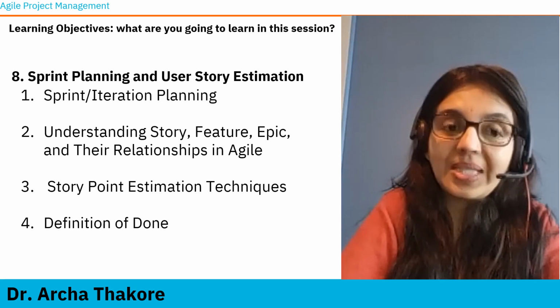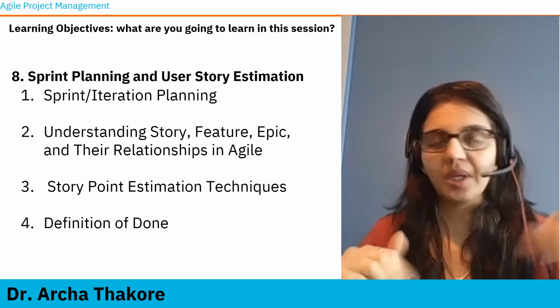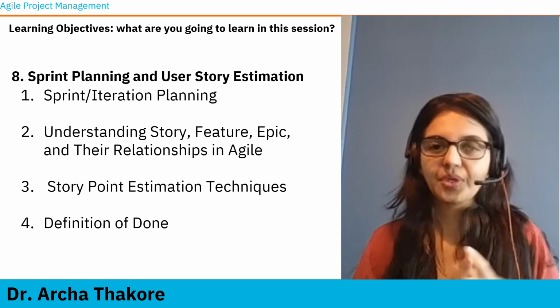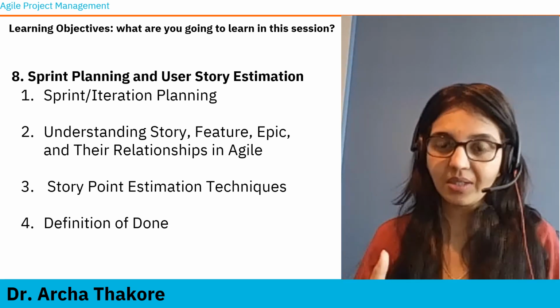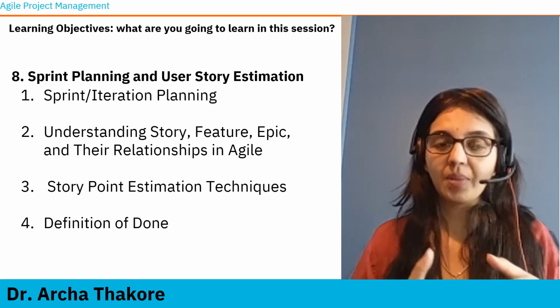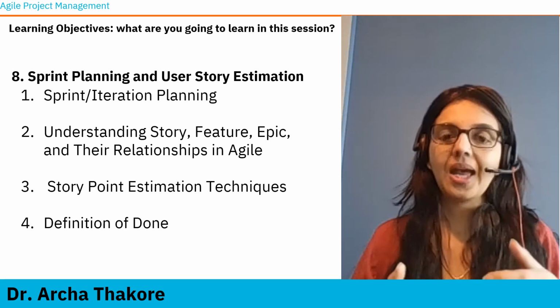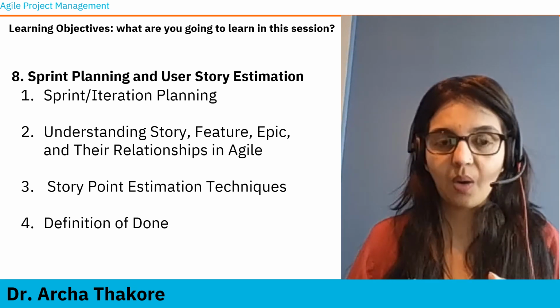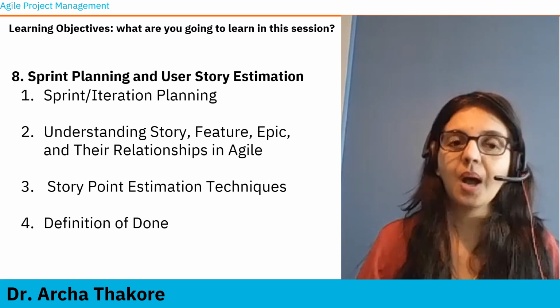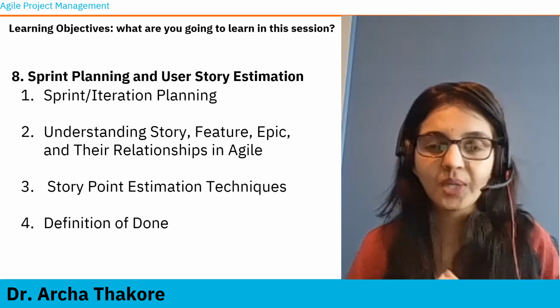In lesson number 7, we started talking about agile planning, and the first topics that we discussed were three terms, which is your product backlog, product roadmap, and sprint backlog. Moving on, we'll talk about sprint planning and user story estimation.